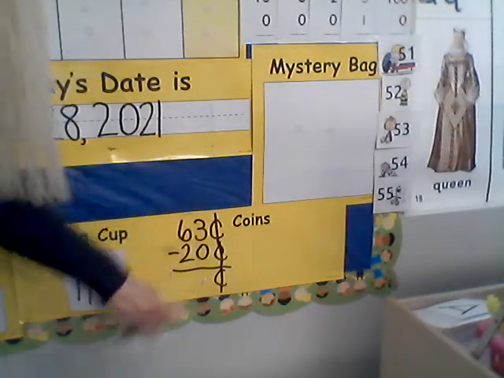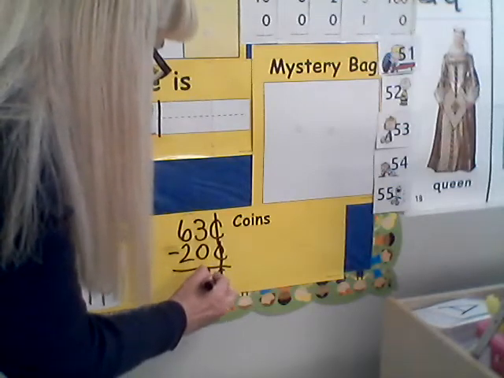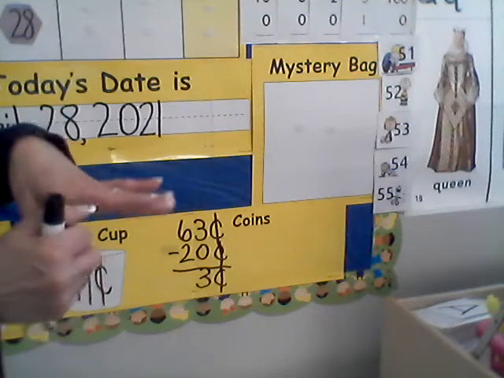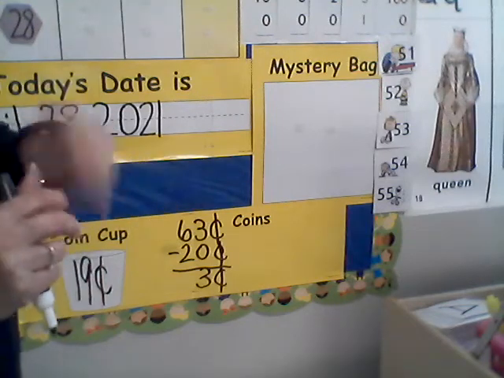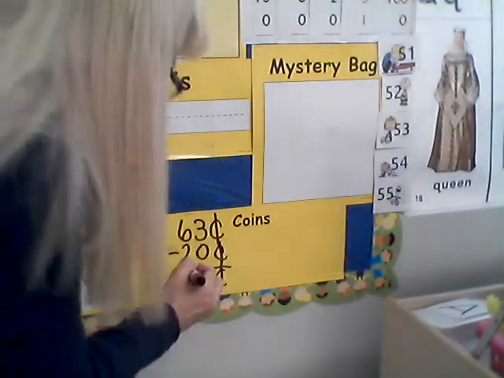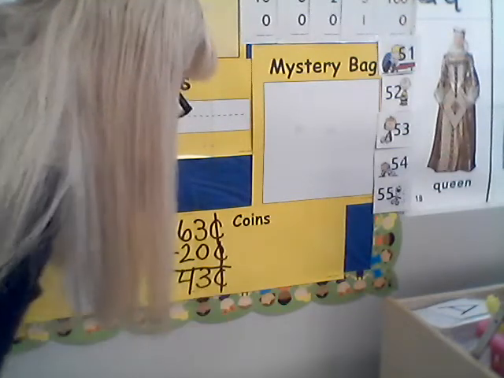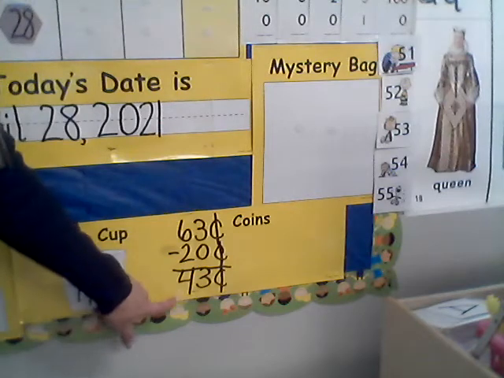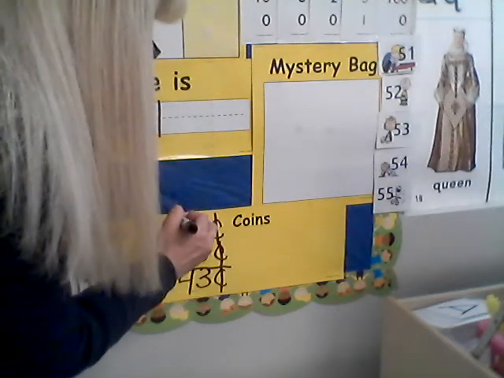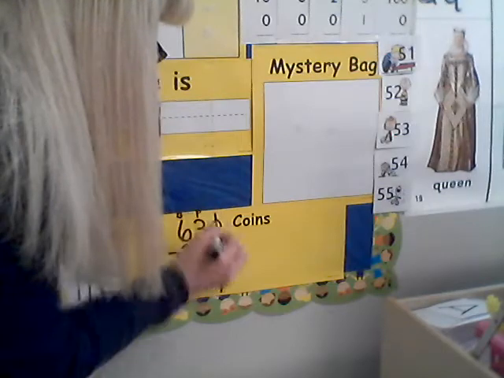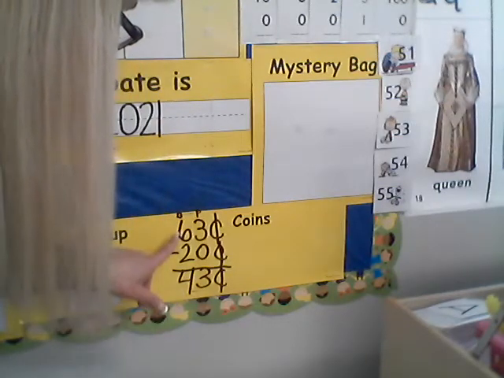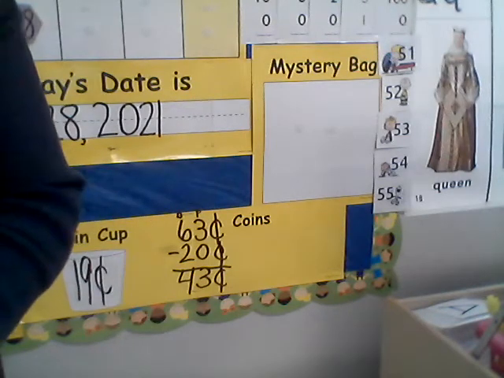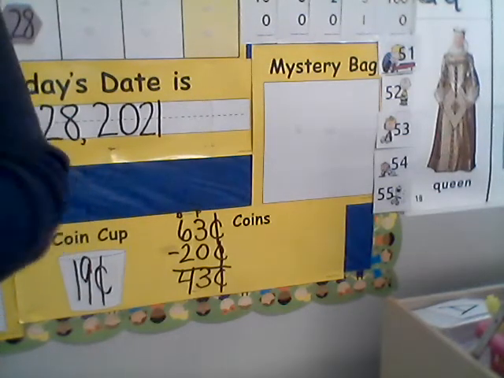So now let's see how many dimes and how many pennies are left. 3 minus 0 equals 3. 6 minus 2. Well, if we had 6, and let's count backwards too. So 6, 5, 4. Okay, so now we have 43 cents. So let's not forget, here's my dimes and here are my pennies. So we have 4 dimes, we have 3 pennies. Is that correct? Ding, ding, ding, ding, ding.